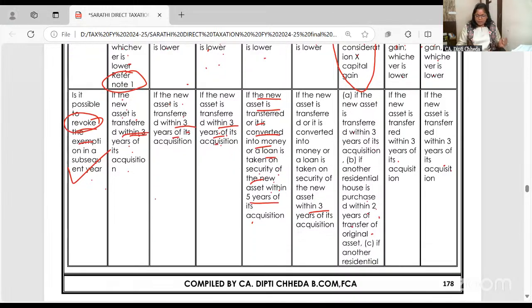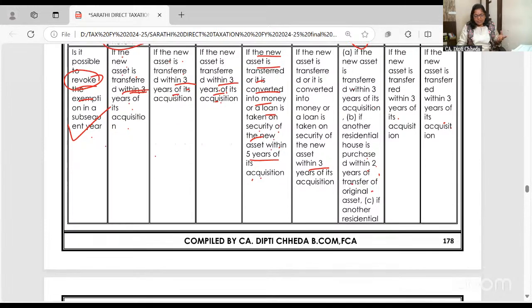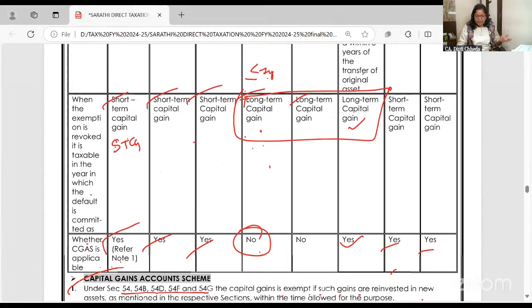Is it possible to revoke? Yes. Whenever you buy any asset, you should hold it for 3 years. And if you buy bonds, the lock-in period is 5 years. So before that, if you sell, it will be revoked.